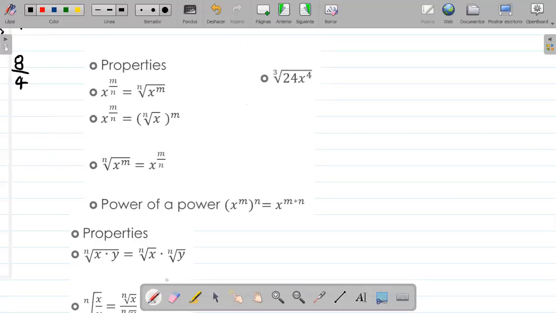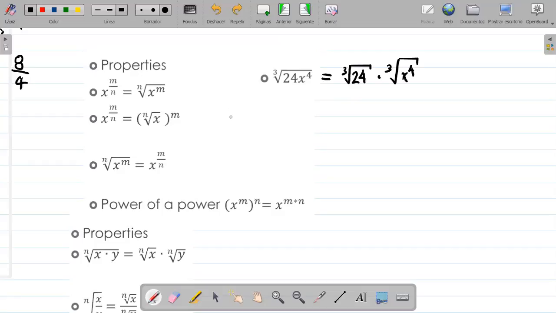So here we go. You can do this exercise, and the first thing you should do is separate. Always when you have expressions like that one, you should separate. So here we have the cubic root of 24 times the cubic root of x to the power of 4. So what property tells you that? This one, okay? So you can apply one property in one exercise many times. It's not just one time. So here we go.